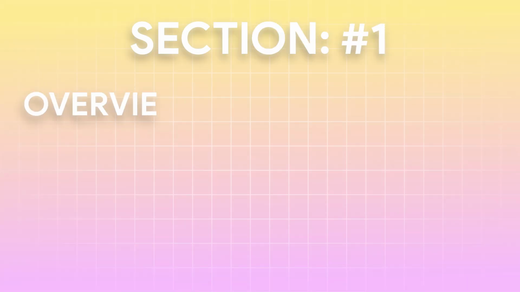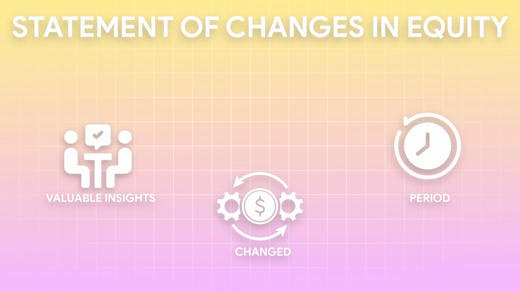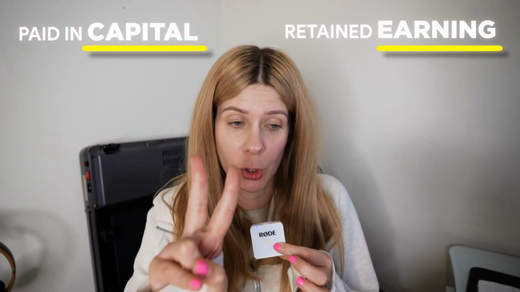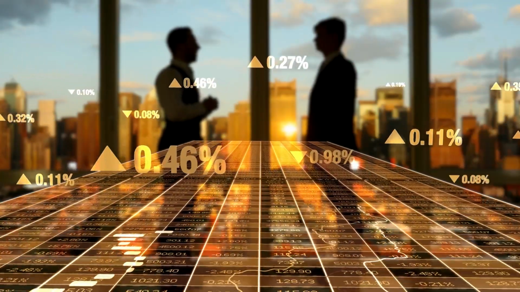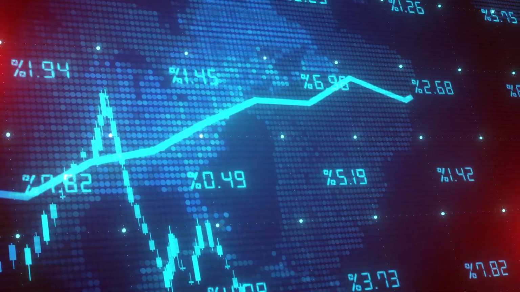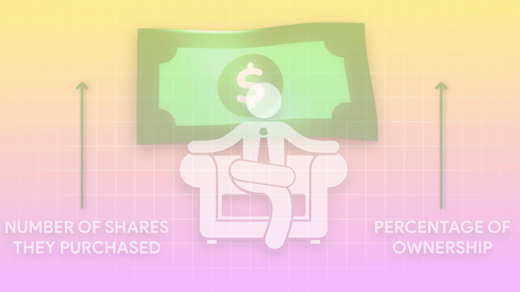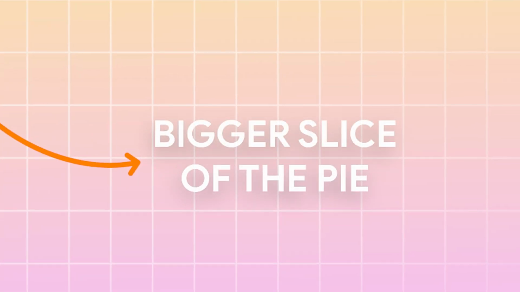Section 1, I'm going to give you the overview of the statement of changes in equity. So what is the statement of changes in equity? The statement of changes in equity provides valuable insights into how shareholders' equity has changed during a specific period. It details movements in two main components, paid in capital and retained earnings. Paid in capital represents the total amount that shareholders have invested in the company. When investors purchase shares, they are essentially buying ownership in the corporation. The number of shares they purchase determines their percentage of ownership, i.e., if they buy more shares, they have a bigger slice of the pie.